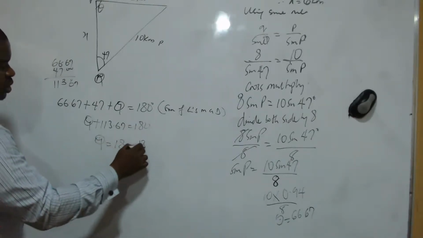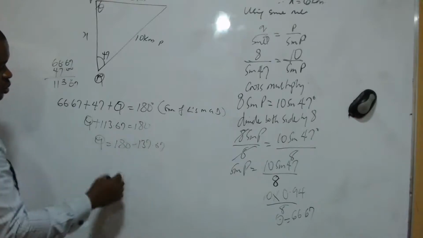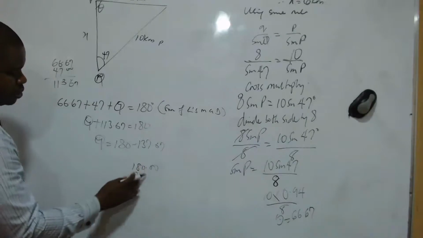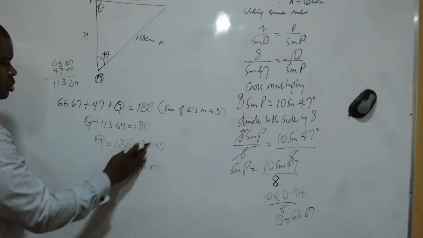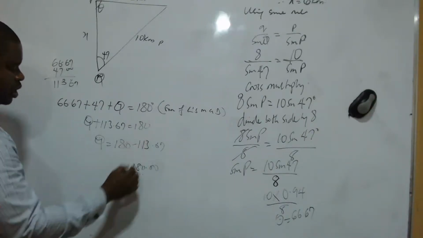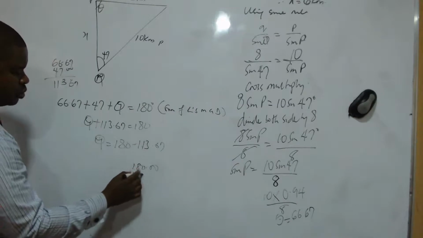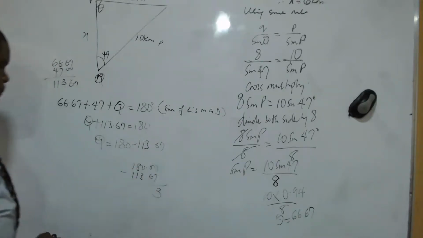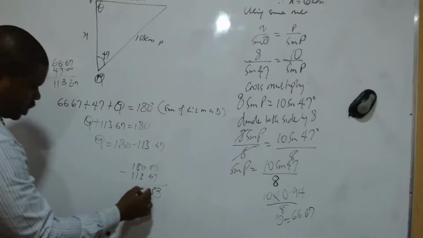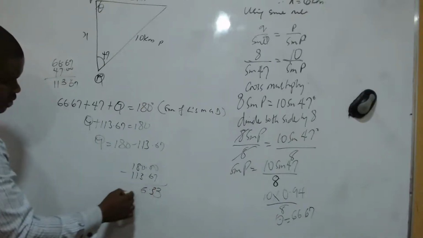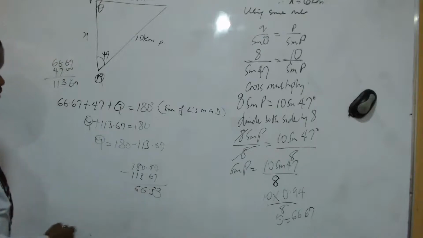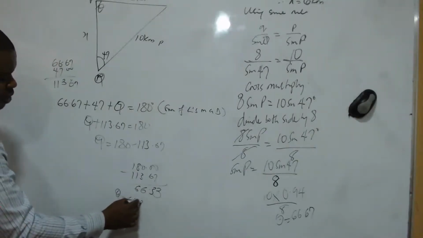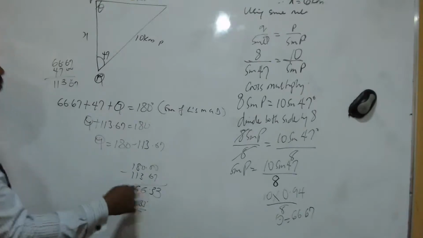180 minus 113.67. So you're going to have 66.33. So the third angle there is also 66.33 degrees.